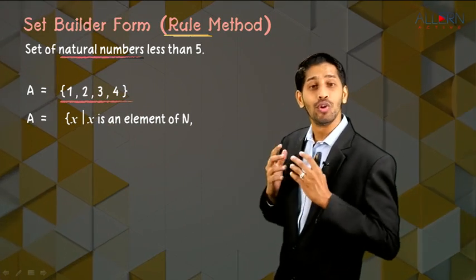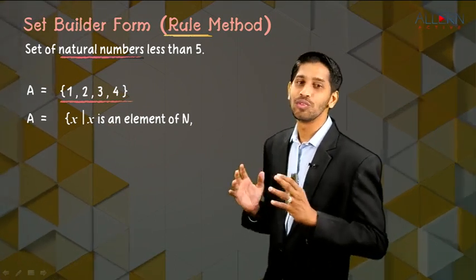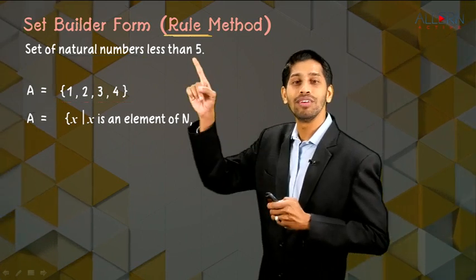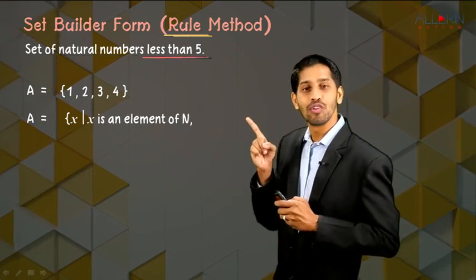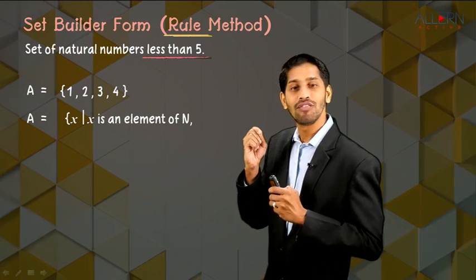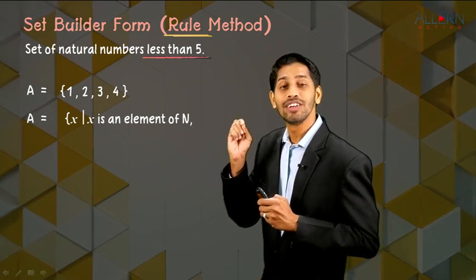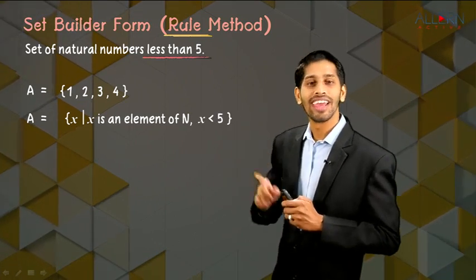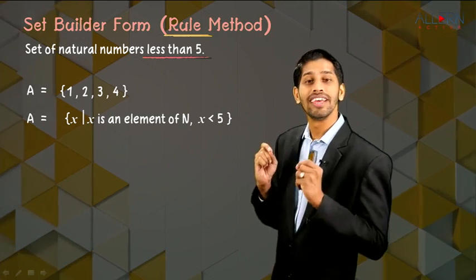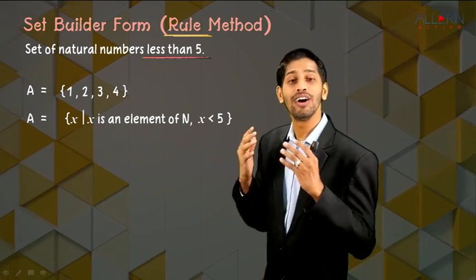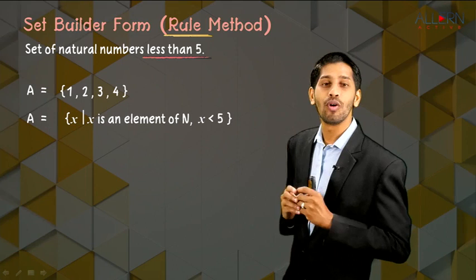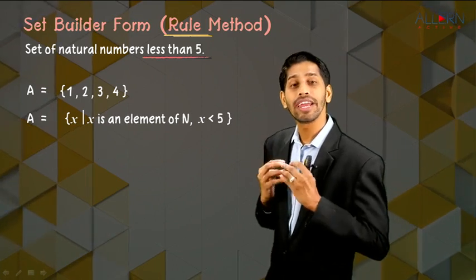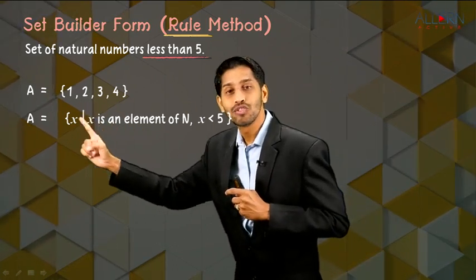But do we want all the natural numbers? No, we want those natural numbers which are less than 5. So we put a condition over here after a comma that x should be less than 5, and that completes your set builder form. That means we have made a rule. So it is very important to know that whatever rule we make, it should be after this small vertical line.